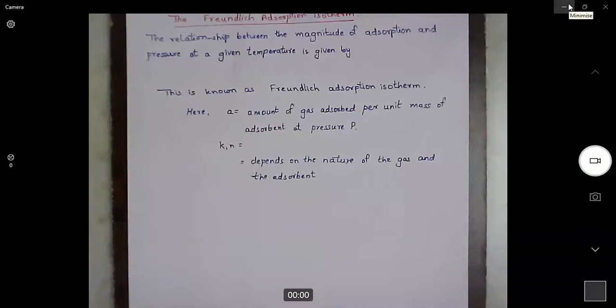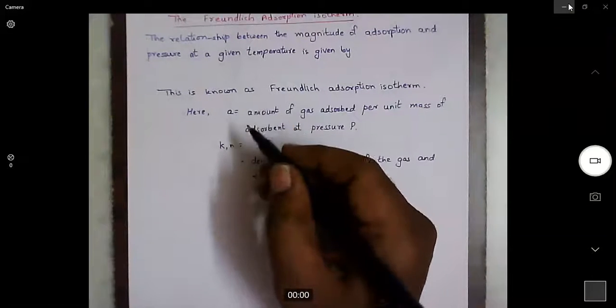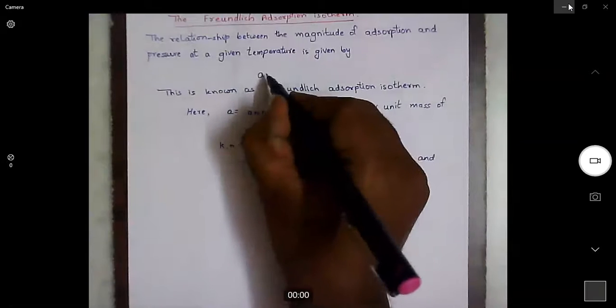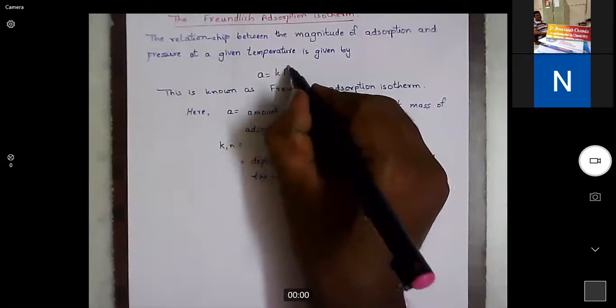The relationship between the magnitude of adsorption and pressure at a given temperature is given by A is equal to some constant K into P power N.